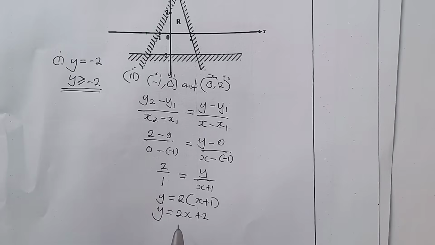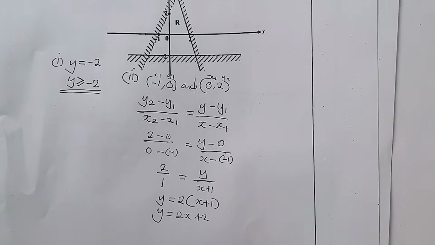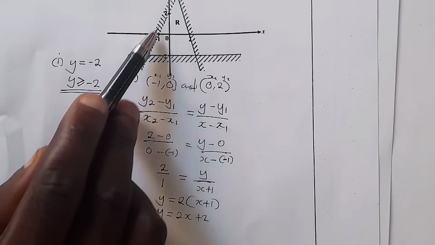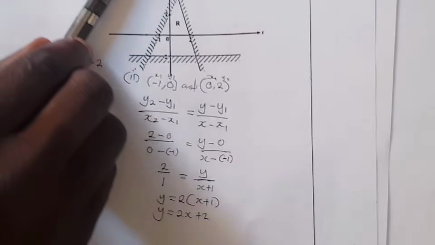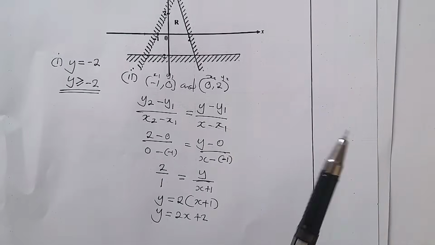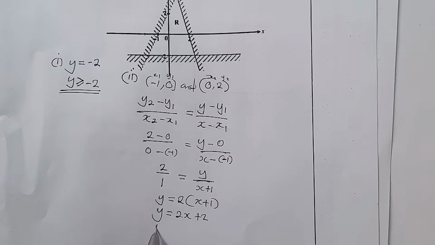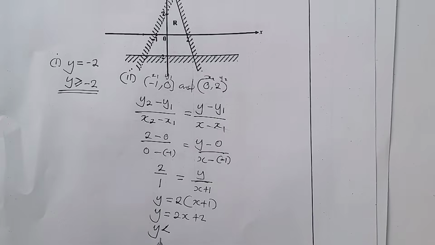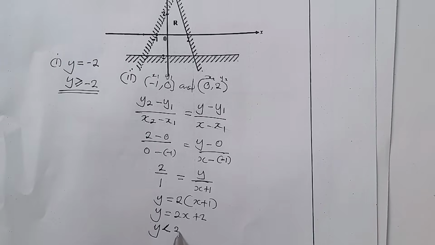Don't just end here. Now look at the inequality. This is the line. The shading is on the greater than, so we write the opposite, less than. So we're going to say y is less than. Then come to the nature of the line. Is it dotted or solid? Dotted. So we're going to leave it as less than 2x plus 2. And this is the answer.